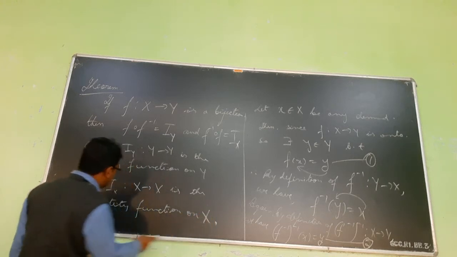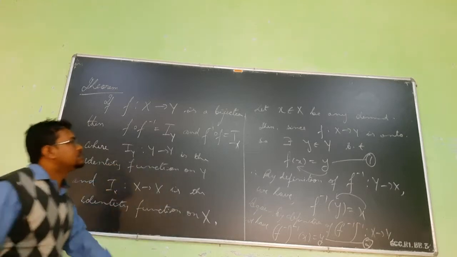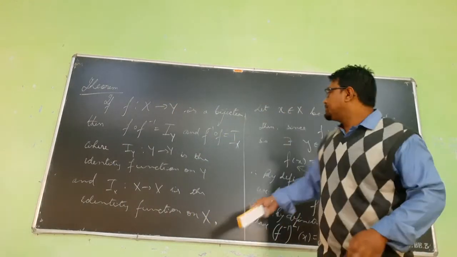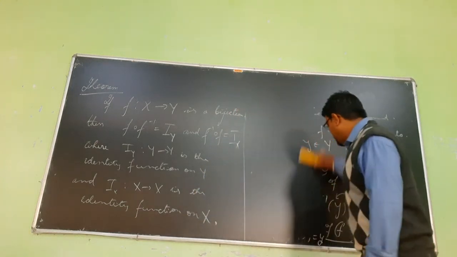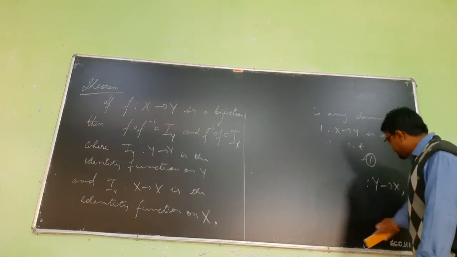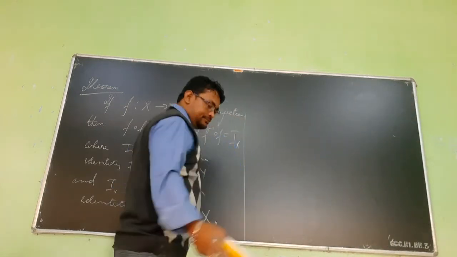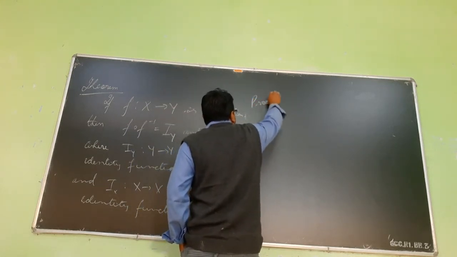Identity function means i_x of x is equal to x, and i_y of y is equal to y. So I have to show that these are actually the identity functions. So a function composite with its inverse gives you the identity function. So let us try. Proof is this.